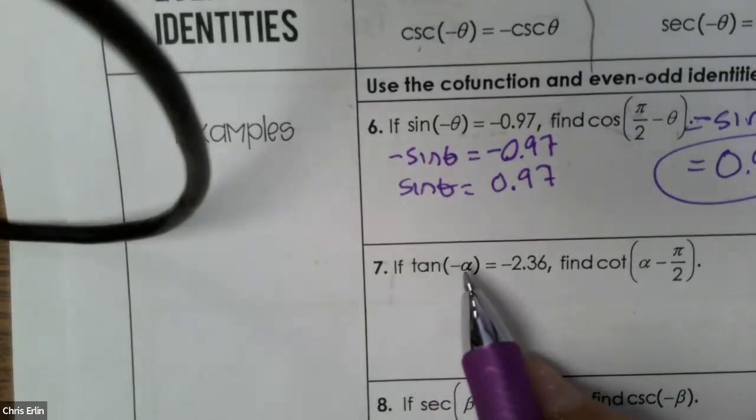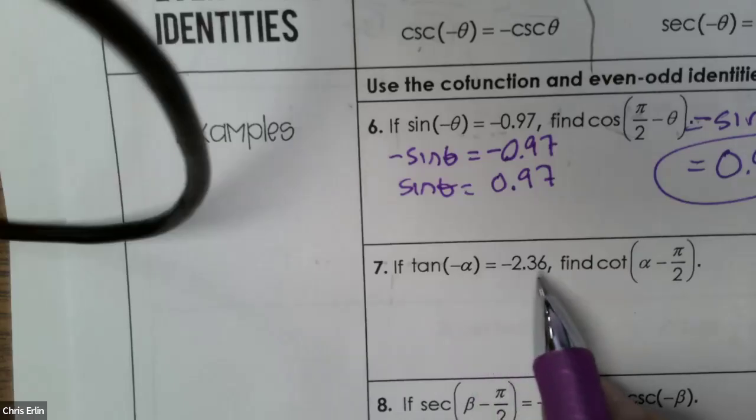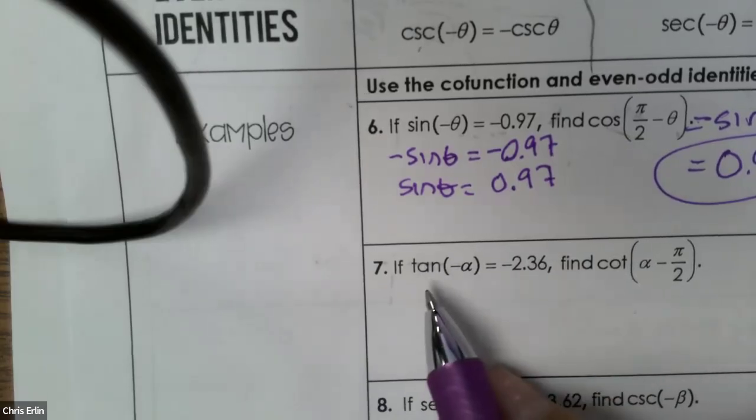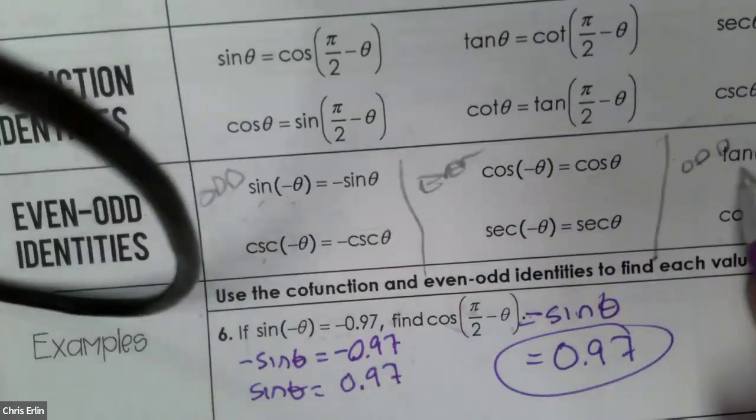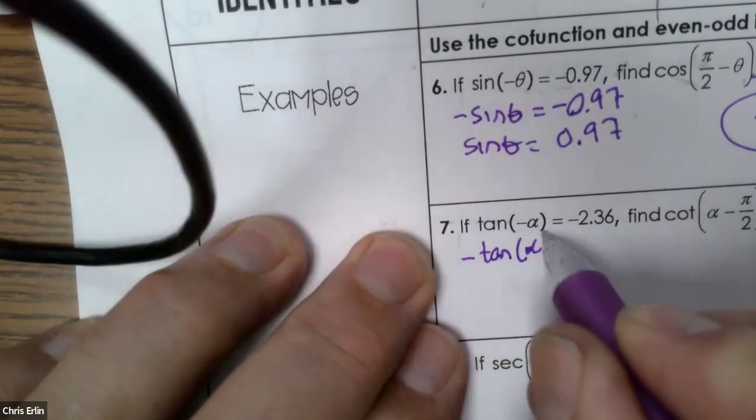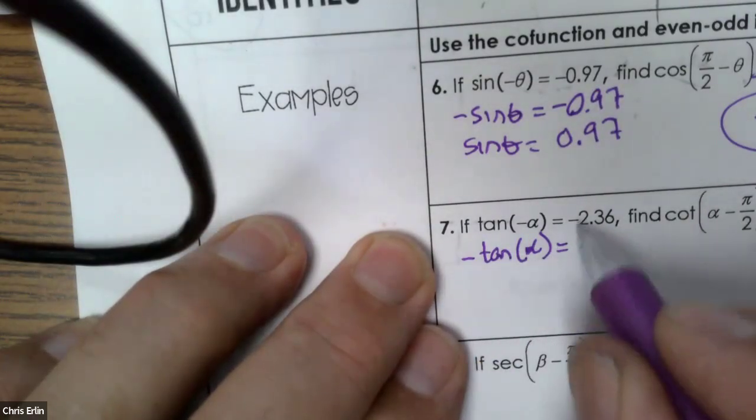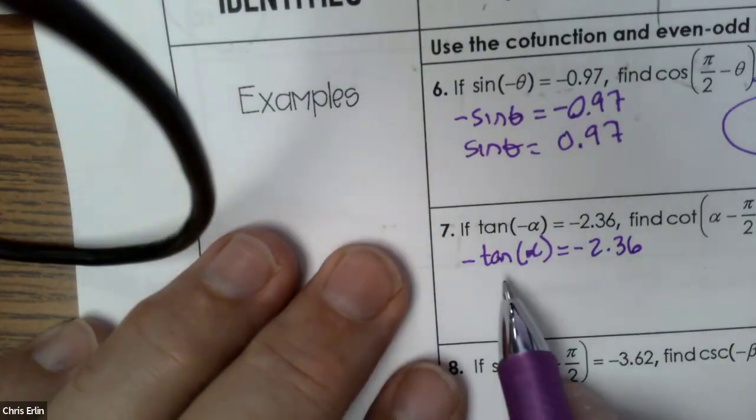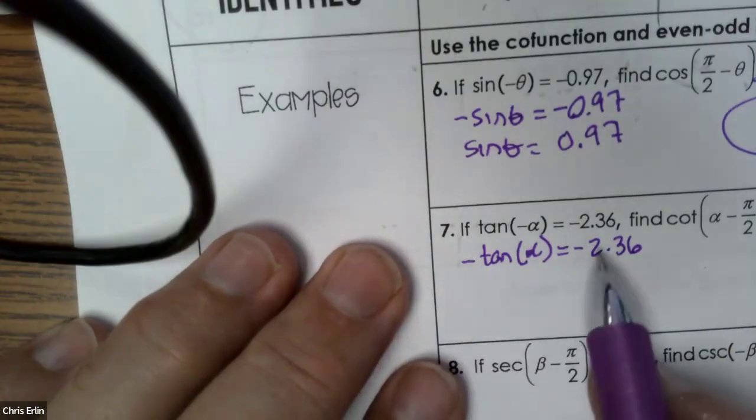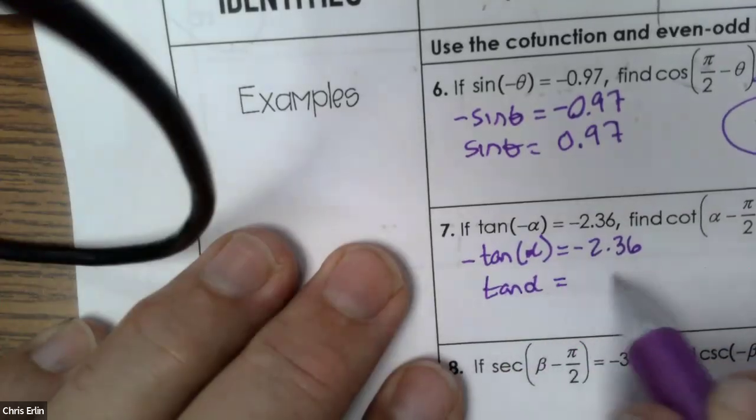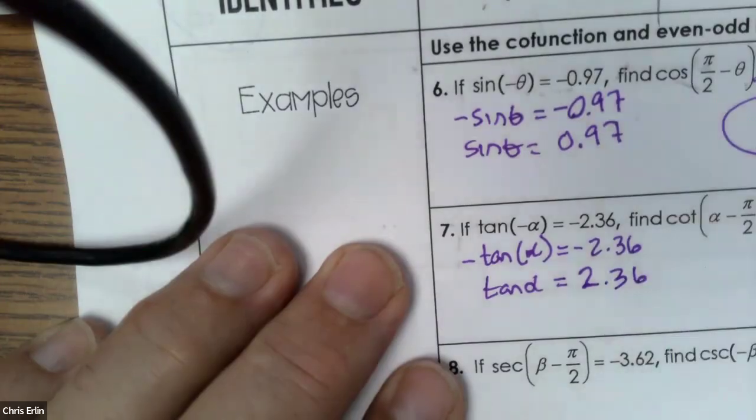All right. If tangent of negative, anyone know what this is called? Alpha, good, is equal to negative 2.36. What can I change this into? It's an odd function, right? We said up here it's odd. So I can replace this with negative tangent of alpha. And I just replaced this, so I don't need to change this other side at all. Now, I don't like this negative out front. What can I do to get rid of it? Multiply both sides by negative 1. So the tangent of alpha is equal to positive 2.36.